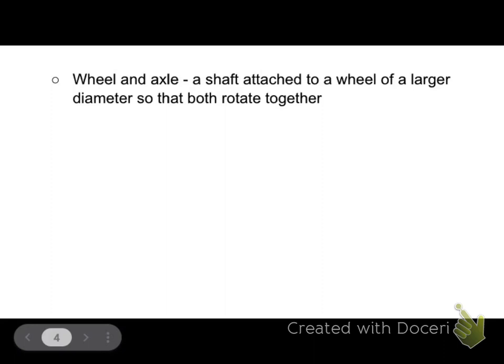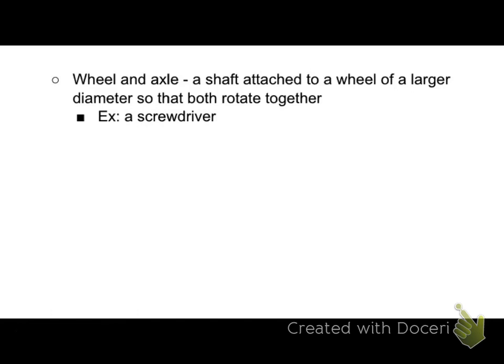Next up, we have the wheel and axle. This is a shaft that's attached to a wheel that is larger in diameter so that they both rotate together. Okay? If you've ever seen a wheel of a car and the axle that is attached to that wheel, you'll notice that the axle is significantly smaller in diameter than the wheel is, correct? Another good example is a screwdriver. Again, you have the actual metal shaft of the screwdriver is much smaller than the handle of the screwdriver. And that is not just so that you can hold on to it easier. It actually has a mechanical purpose.